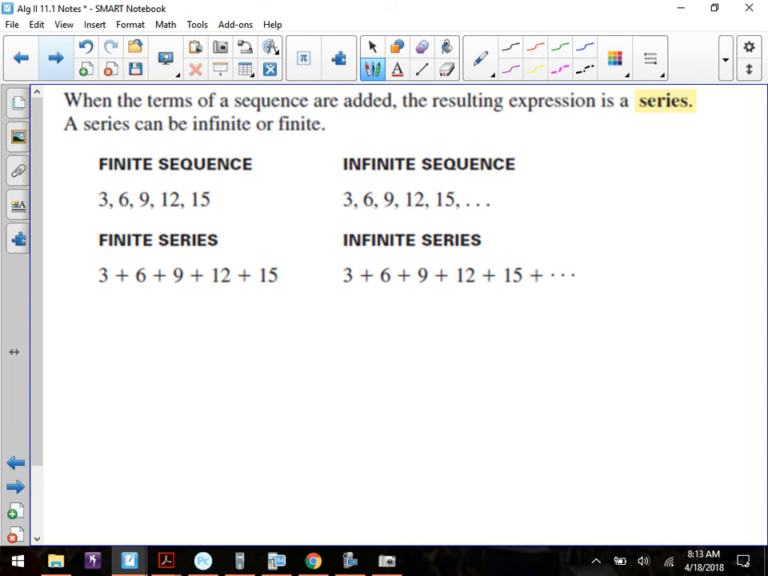Series. The difference between a series and a sequence is that in a series, you're adding each consecutive term together. A finite sequence is just your regular boring 3, 6, 9, 12, and so on. When you get to the series, you start talking about what's called the summation of something. Summation has its own notation. It's called sigma notation. Finite series versus an infinite series.